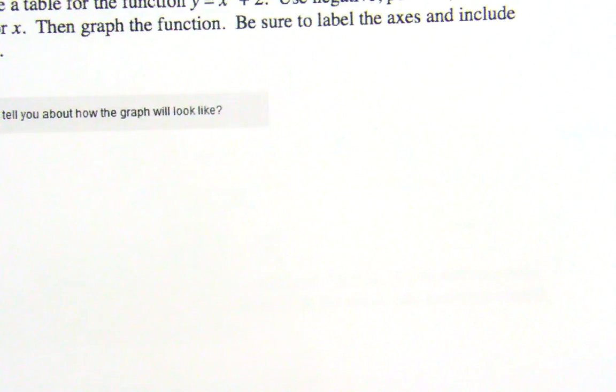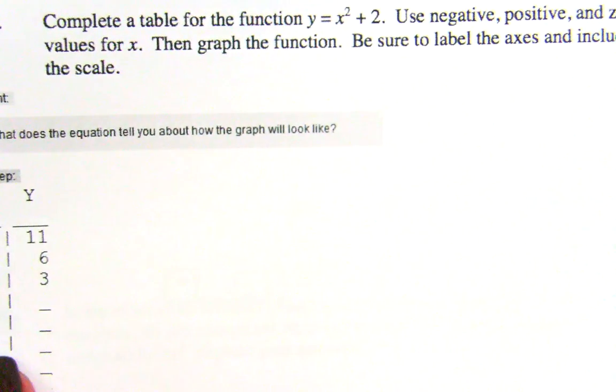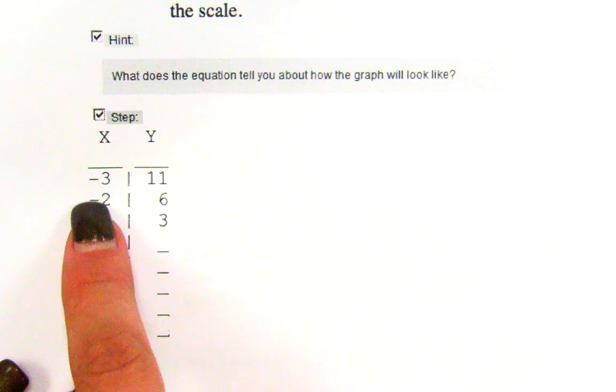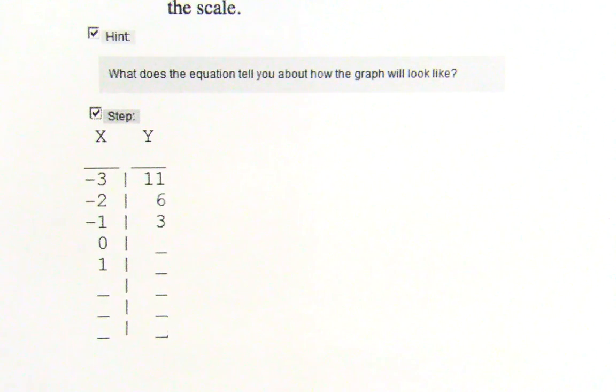Okay. And then the last one, yay, I might make it under 15 minutes. Complete a table for the function x squared plus 2. So they actually set up some numbers in the hints for you. Try -3, plug it in, try -2, plug it in, and go from there.